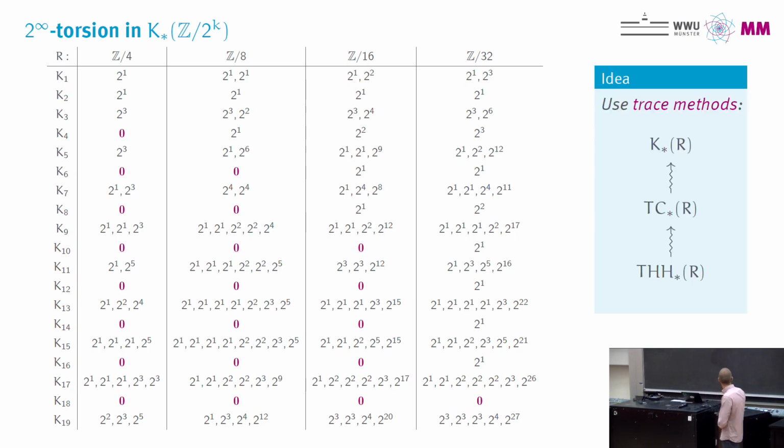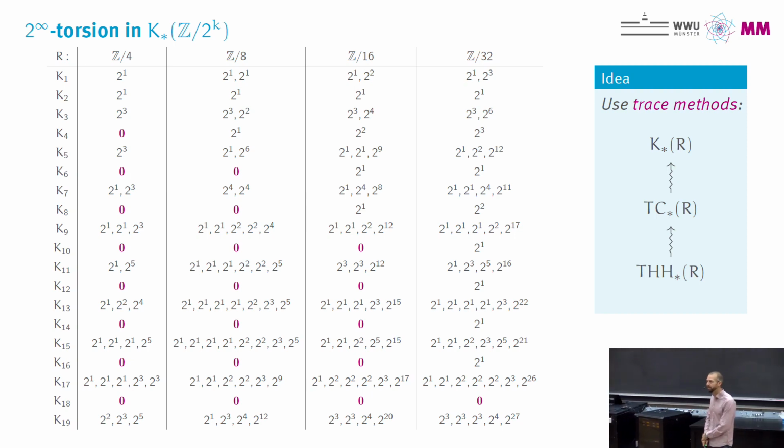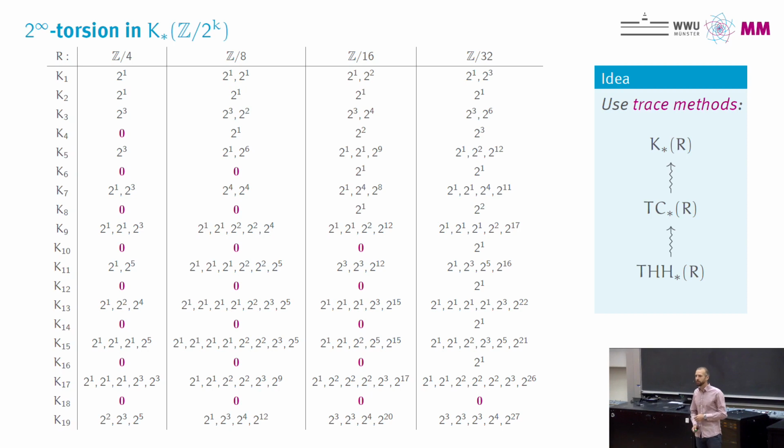Okay, and I will not say at this point too much about how this is done. But the idea is to use something called trace methods, and that's central to that Frobenius homomorphism. There the idea is that you want to compute this invariant K star, and you compute it by first computing another invariant called TC star, topological cyclic homology, and that in turn you compute by computing an even further invariant called topological Hochschild homology. And how to climb that ladder from THH to K-theory, that's the content of part of my talk today.